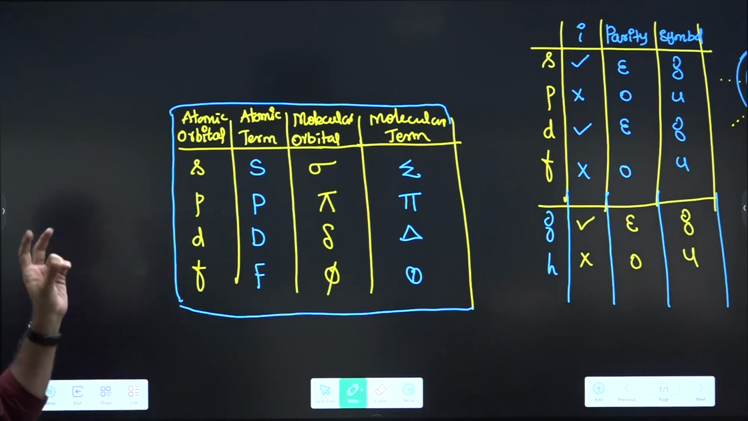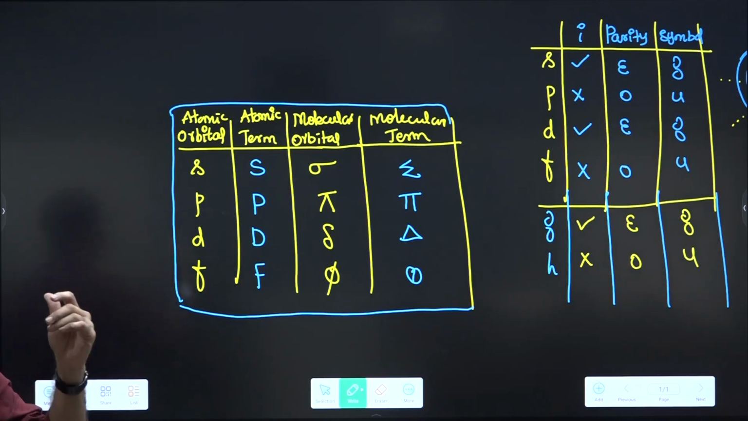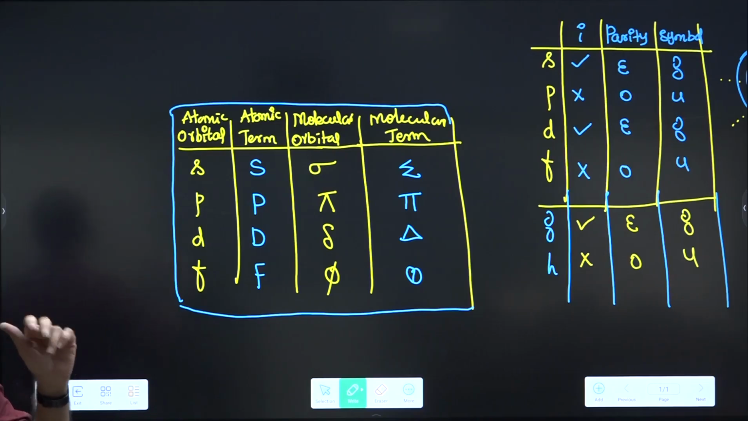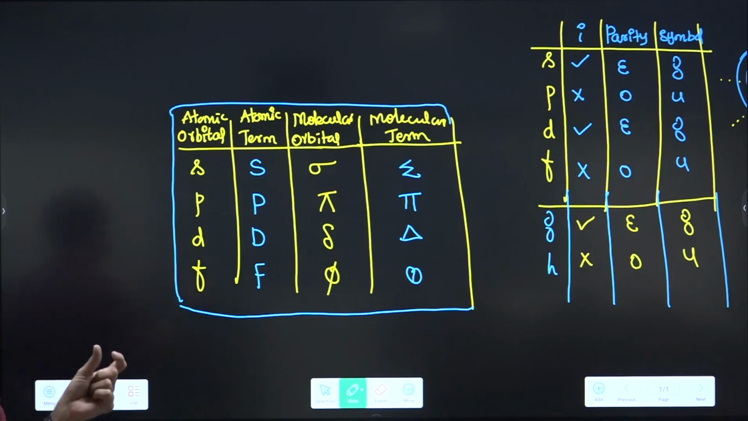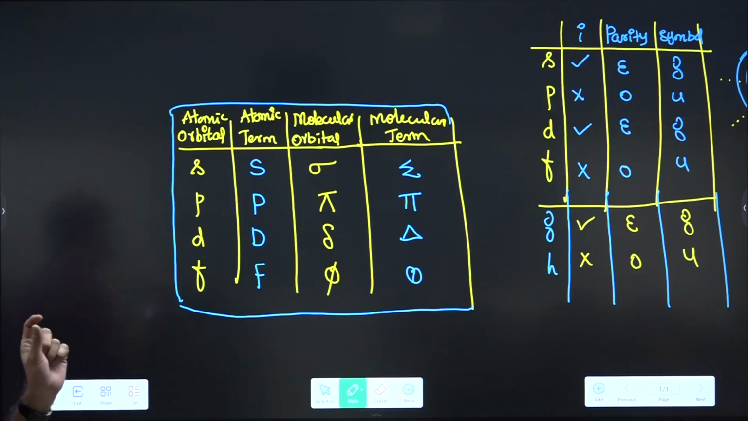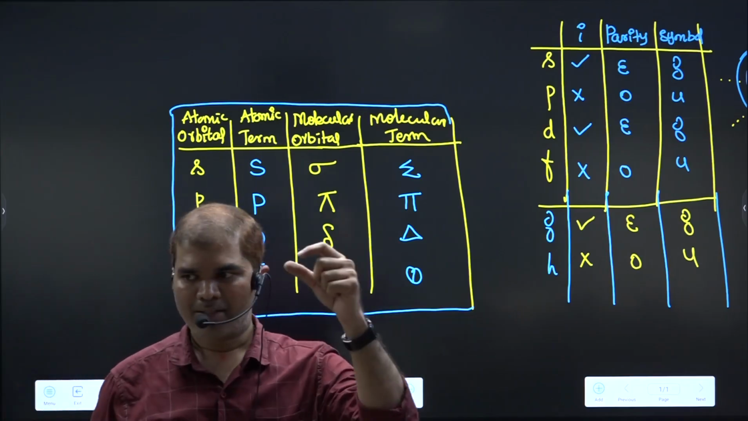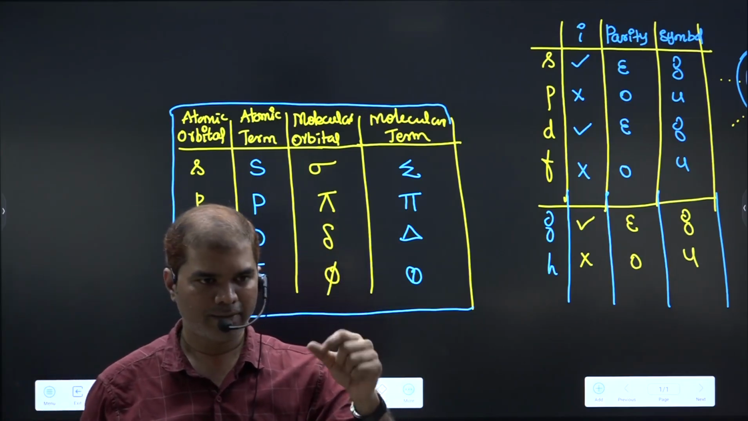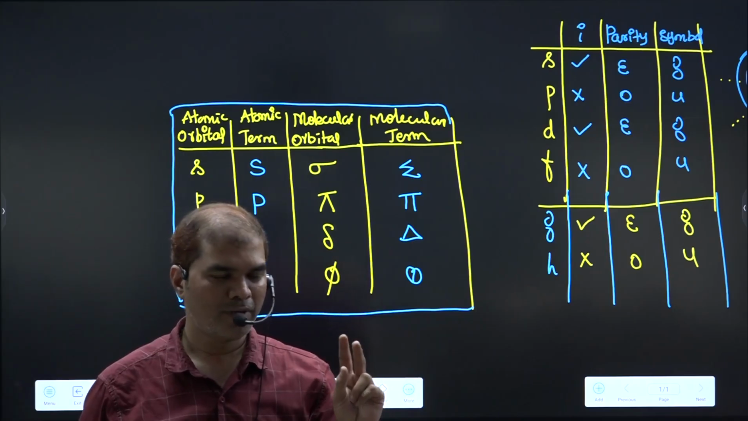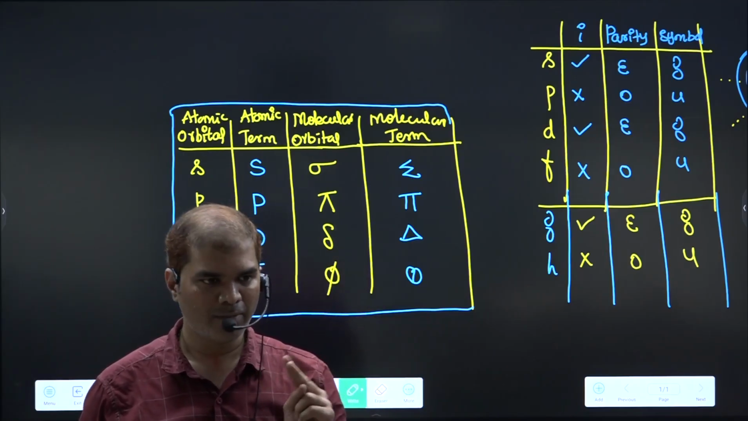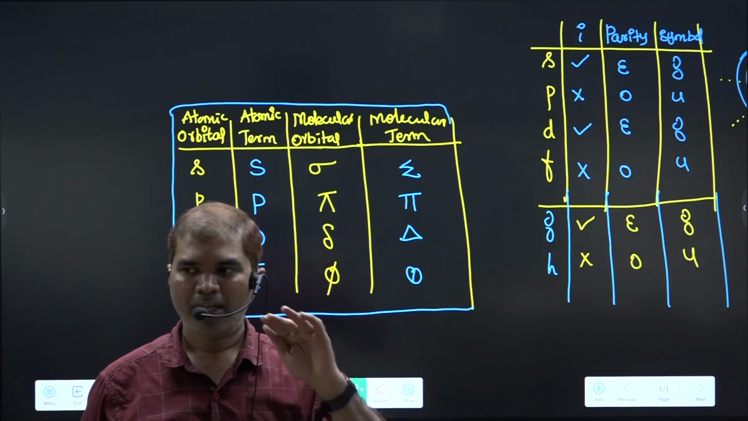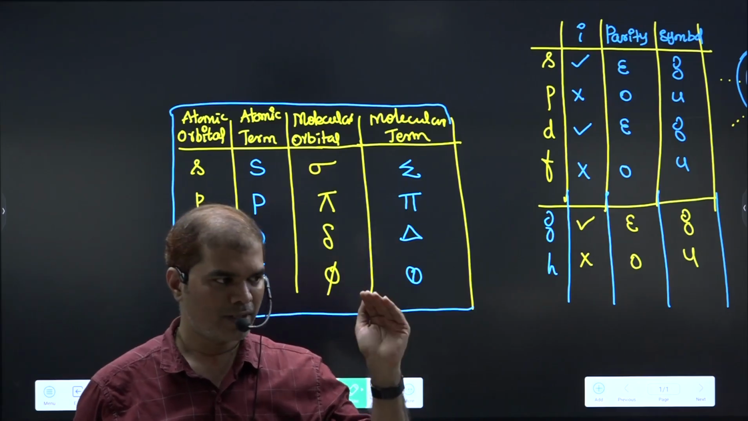If I take an atomic term, what is generally a term? It is another energy level which defines a specific configuration, that is called an atomic term. And what are the symbols given for atomic term? They are in capitals, capital S, P, D, F. So by mistake, if you write capitals for an orbital, it will be wrong.